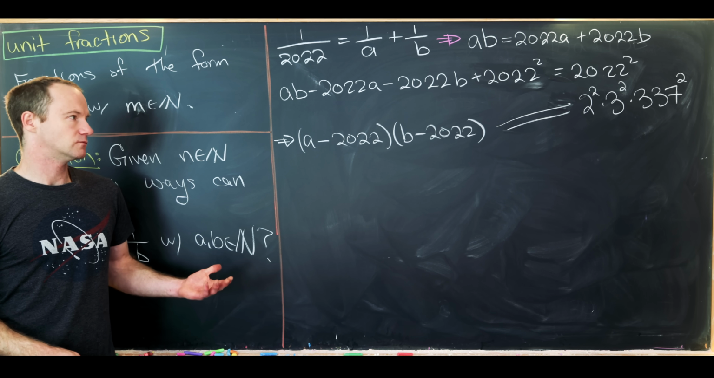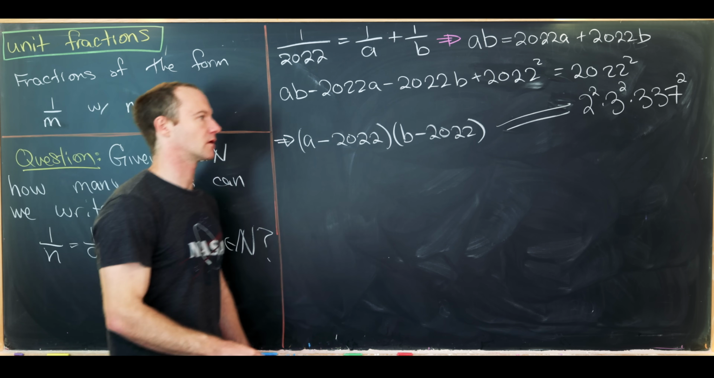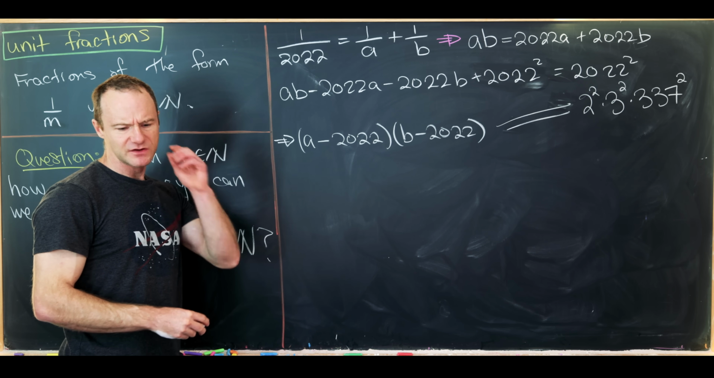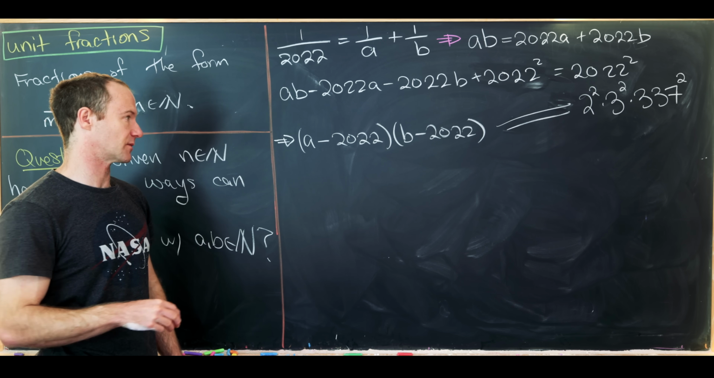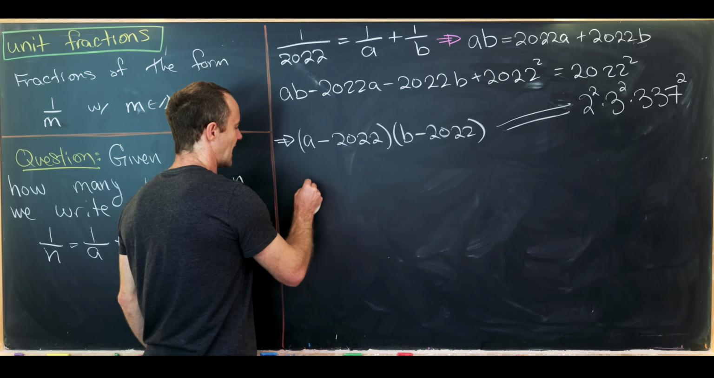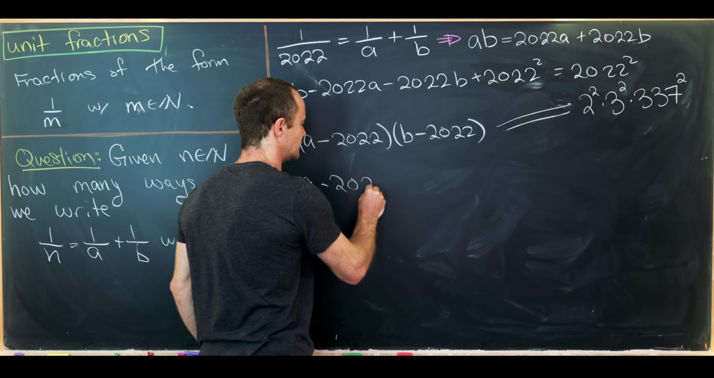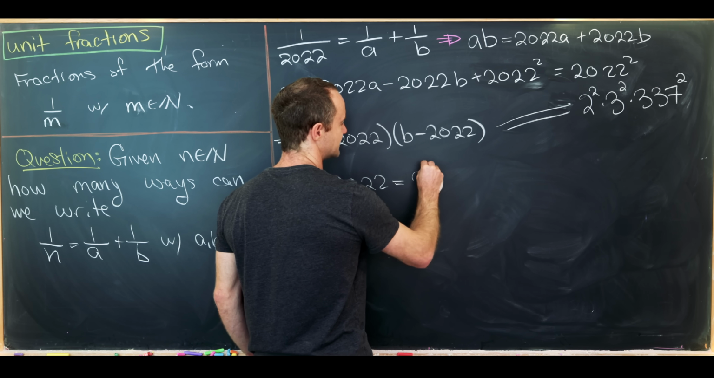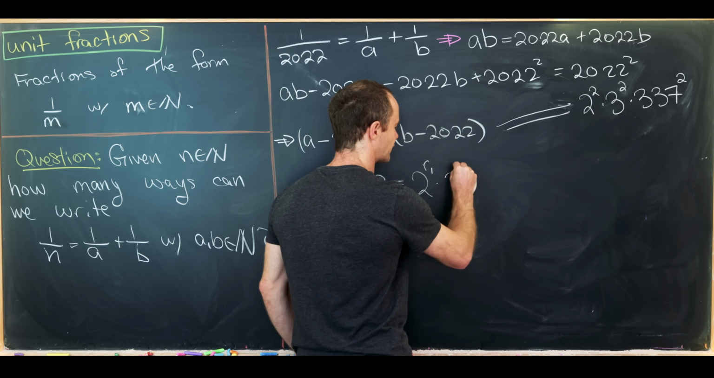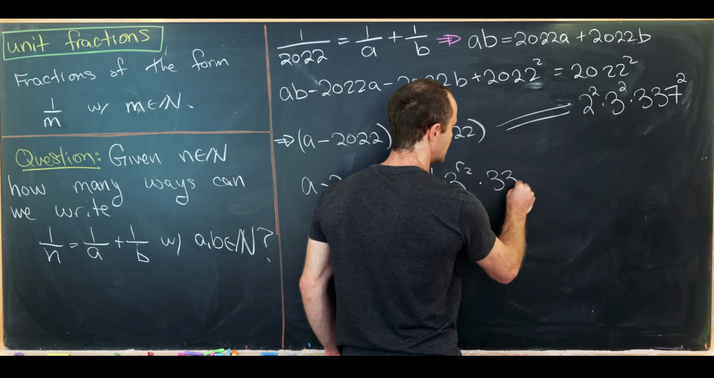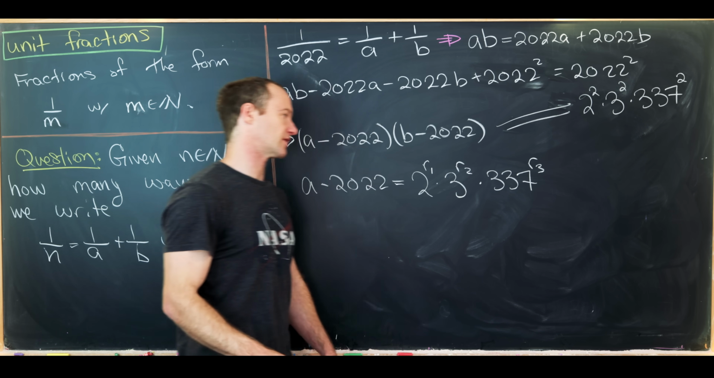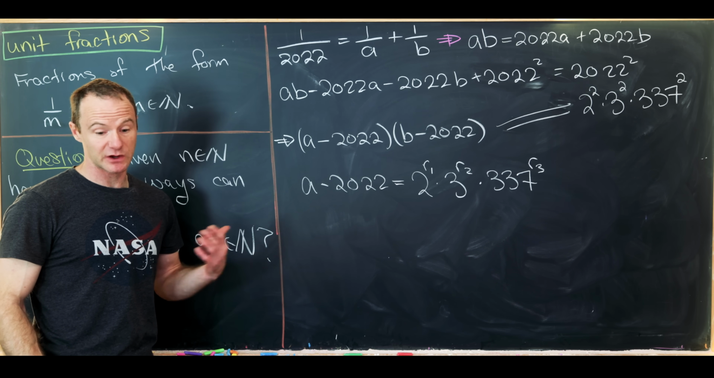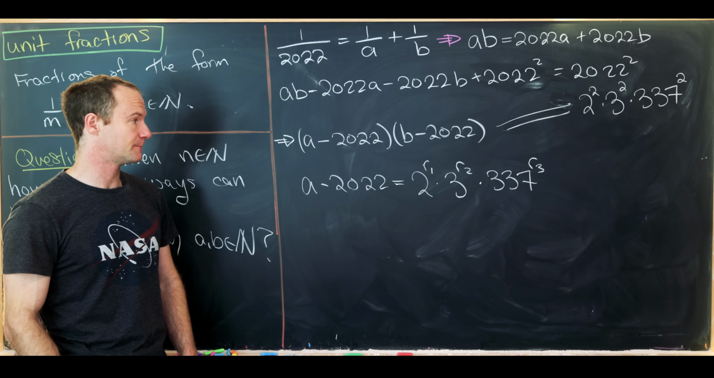Okay, and now we've got similar choices to what we had before. So we can factor this maybe according to the primes, but maybe there's a smarter way to do it for counting purposes. And I think there is. And that is, notice that A minus 2022 must be of the form 2 to the R1 times 3 to the R2 times 337 to the R3. Then after we've made the choice for A, the choice for B is fixed. So we only really need to think about how to choose A.